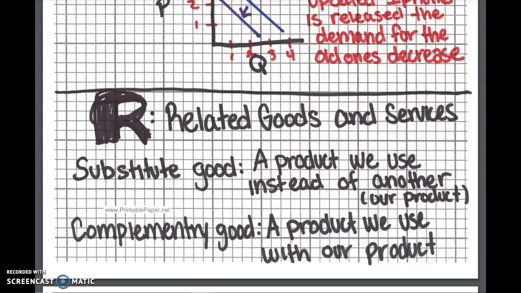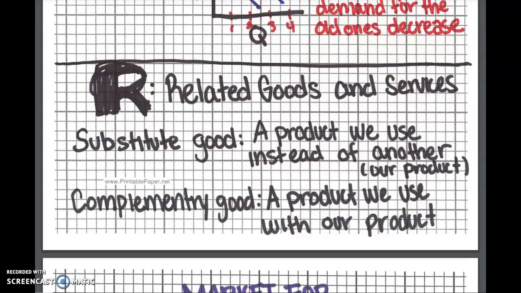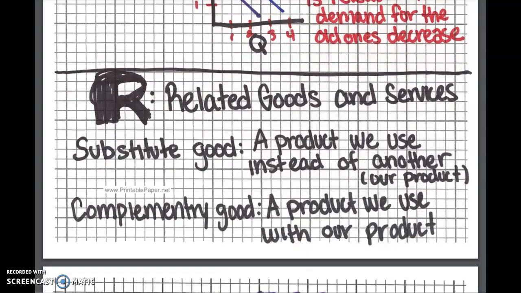If you're buying one, you're not buying the other. Those are substitute goods. But then you also have complementary goods. So peanut butter and jelly. If the cost of peanut butter goes down, the demand for jelly is going to go up because these are two goods that you use together. So those are complementary products. When you buy more of one, you buy more of the other. But with substitute goods, if you're buying one, you're not buying the other.